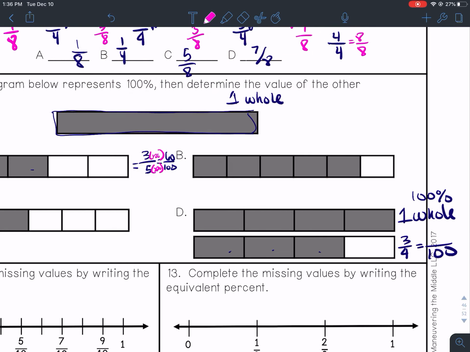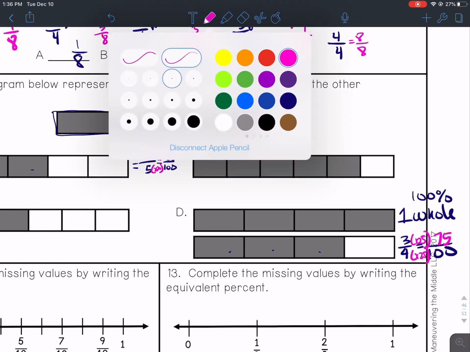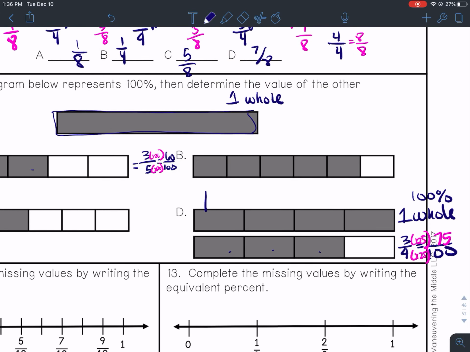I remember I told you guys to memorize the fourths. All of the fourths. 1/4, 2/4, 3/4. Think about quarters. There's 25 cents in 1 quarter. So 4 times 25 is 100. 3 times 25 is 75. So if I have 100 plus another 75, altogether this is 175%. Okay?